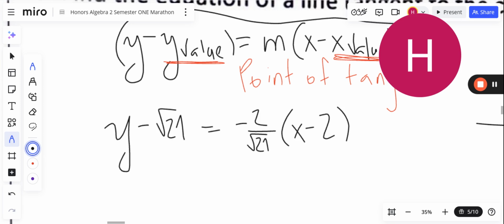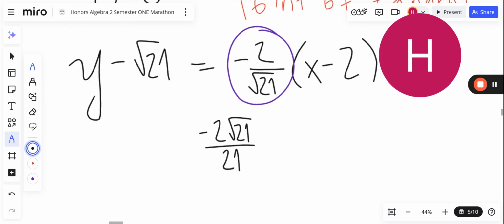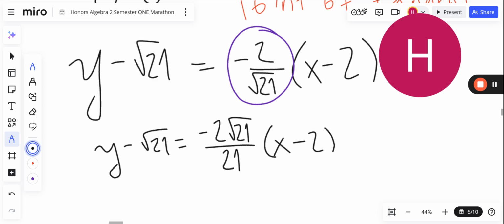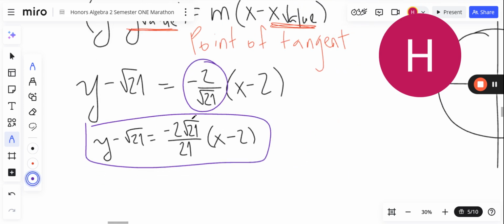Now, your teacher might want you to simplify this. If you need to simplify it, you can just multiply the top and bottom by radical 21. On the bottom, it will break the radical. On the top, it'll just put a radical on there. And if they need you to add the radical 21 on the other side, that's fine. But I really want you to get used to this format, because looking forward at calculus, a lot of times we're going to use this point slope format.